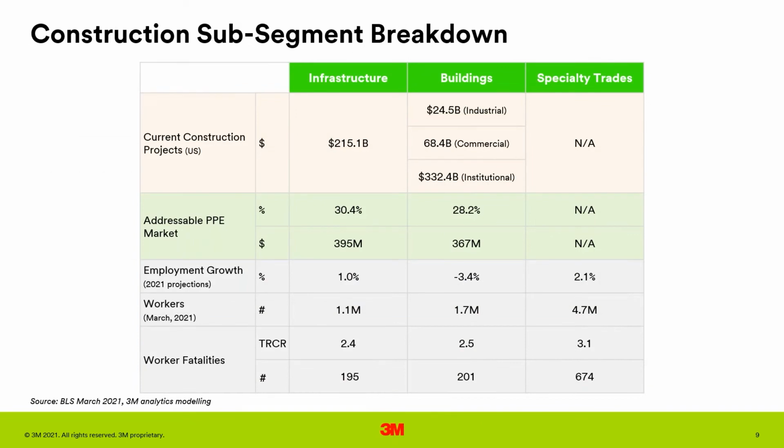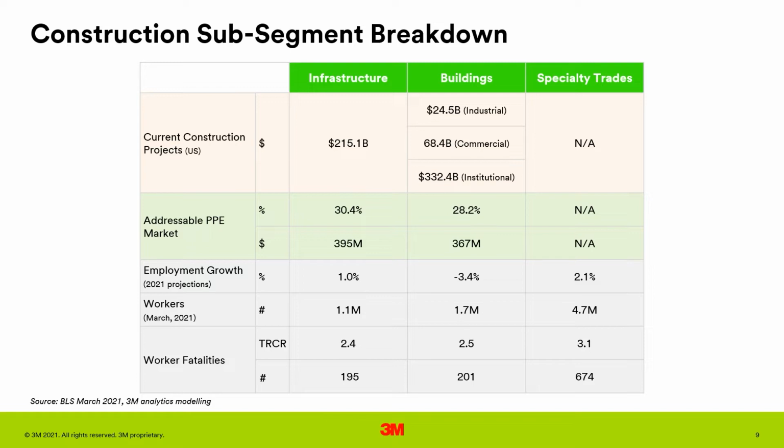So here's how the subsegments break down. We've provided links to all of these assets. They're all publicly available. We've just kind of rolled them up for you. So currently in the US, active projects and infrastructure account for $215 billion. And then you can see the breakdown by the subsegments under that building umbrella as well.